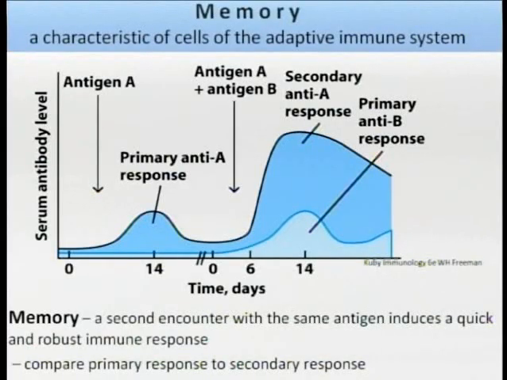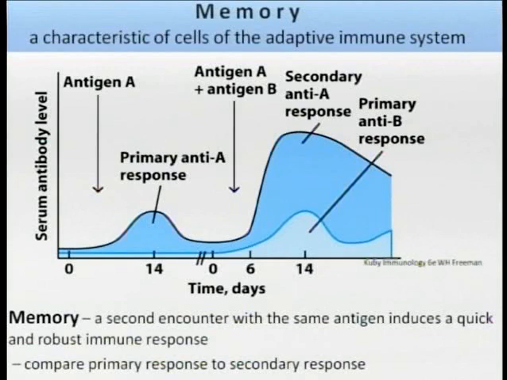Now, if we wait an unspecified amount of time, a couple of weeks, let's say, and we add back antigen A into the mouse, but at the same time we're also adding an antigen B, which the mouse has never seen before. This is the primary exposure to antigen B. We can compare a primary response, which we see in light blue at the bottom of the graph, to a secondary response, which is in a darker blue at the top of the graph.